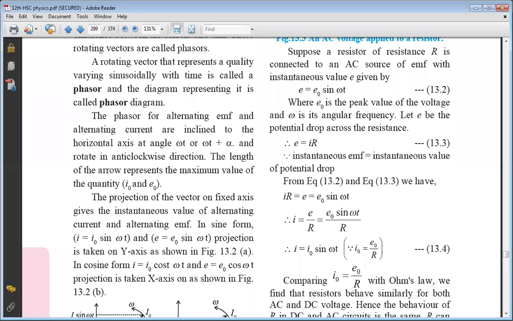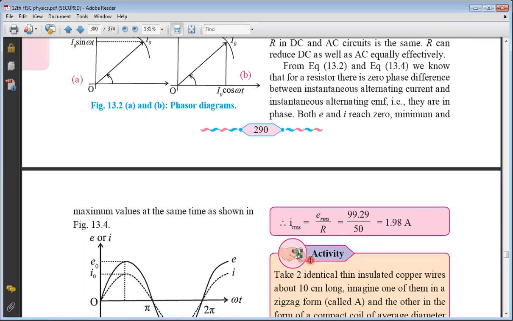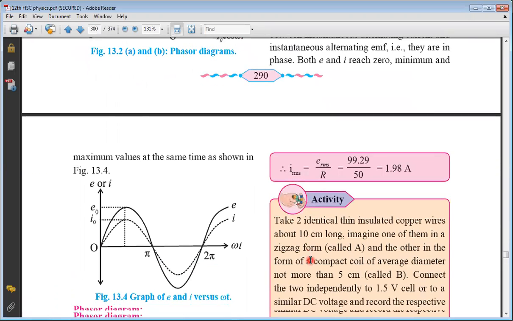Let us try to plot graphs of E equal to E naught sine omega t and I equal to I naught sine omega t. This is the expression for instantaneous current. I is the instantaneous current when we apply an alternating EMF to a pure resistor. I naught is the maximum value or peak value of the current. Now, the graph that we'll get would be something like this.